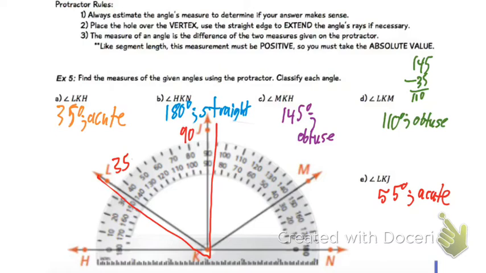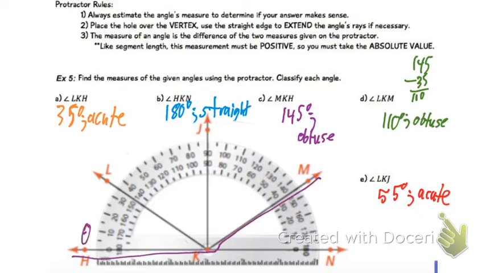And so Ryder was asking me a good question earlier I want to highlight here. He's like, so I get why we subtract on these two, but why didn't we subtract on our first three? And that's a really good question. Let me talk about why we didn't subtract on our first three and whether or not you can subtract on the first three. So if we look at, for example, letter C, angle MKH again, the one I did in purple. This is at 0, and this is at 145.